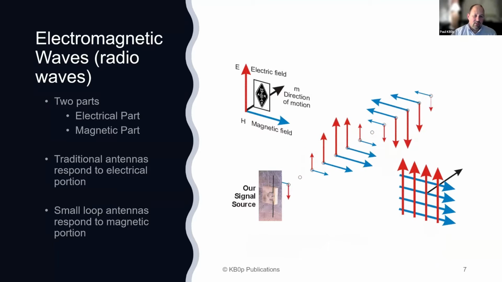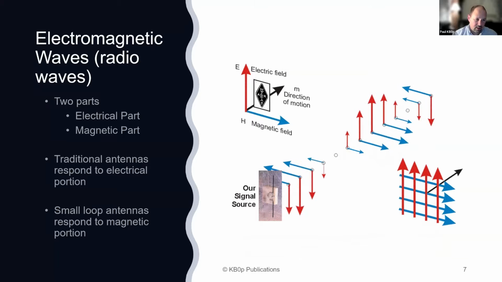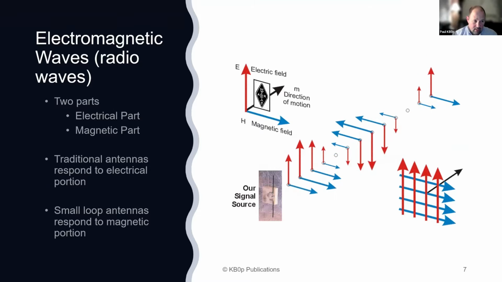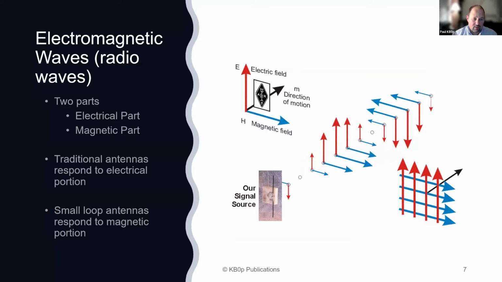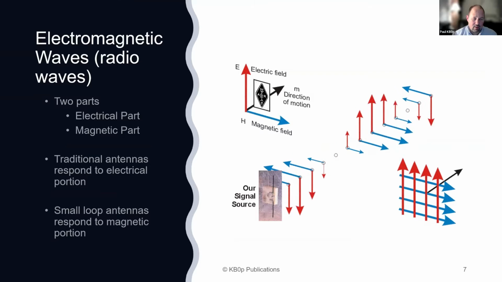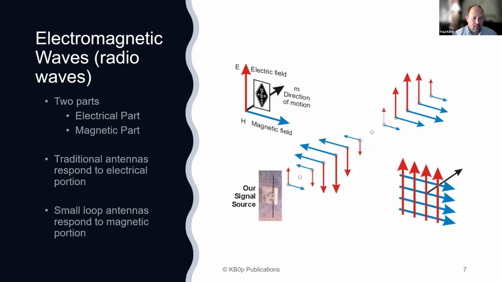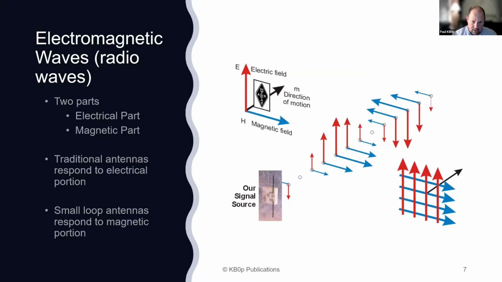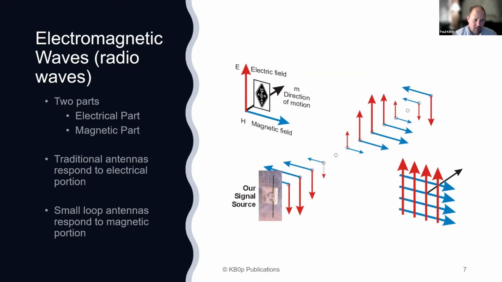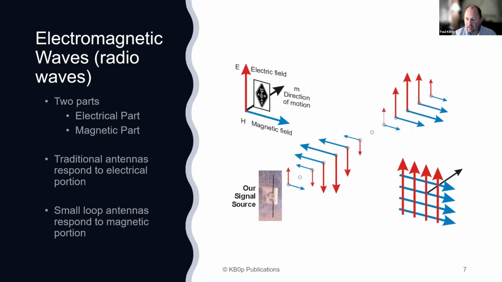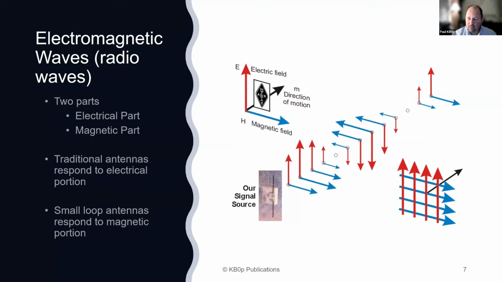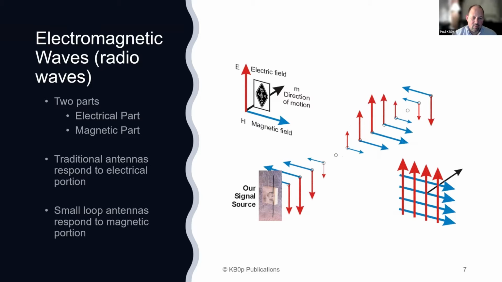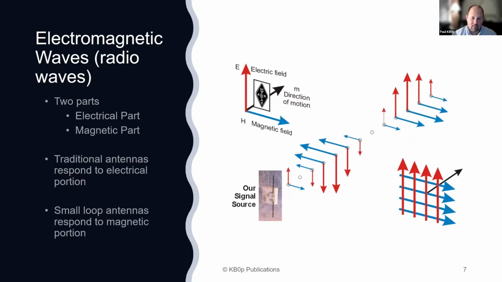So Maxwell's theory was that the electromagnetic wave, or radio wave as we know it today, consists of two parts, an electrical component and a mechanical or magnetic component. All right. So traditional antennas, and when we think of traditional antennas as ham radio operators, we're referring to a dipole antenna that has two elements. And a traditional antenna will respond to the electrical portion of a radio wave.